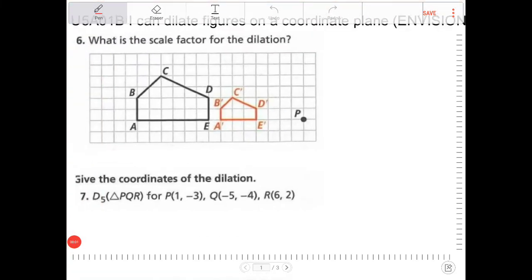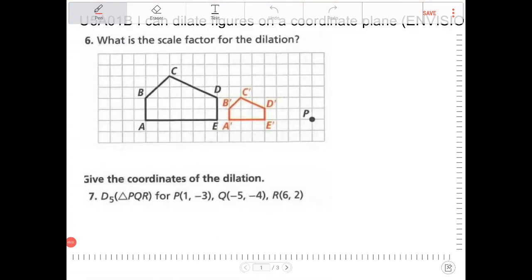Hello students, in this video I will go through exercise U5A01B. Alright, so this exercise focuses primarily on this concept of dilations and what it means to dilate something. So when we're dilating something, we're actually either blowing something up or shrinking it down, all the while keeping the same proportions. Okay, so let's take a look.